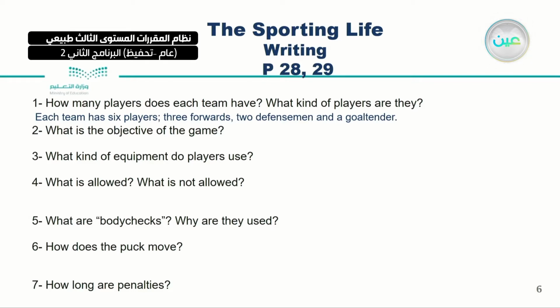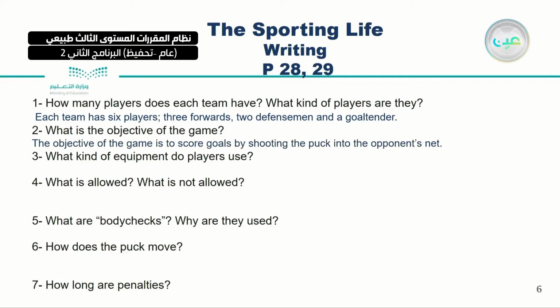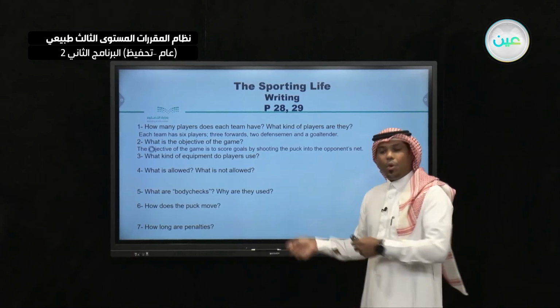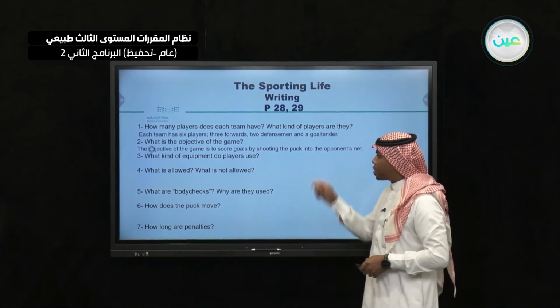Number 2. What is the objective of the game? Objective, الهدف, of the game. The objective is to score goals by shooting the puck into the opponent's net, using the stick itself. And what is the puck? The puck is a hard, curved or round thing that we can shoot in order to score.